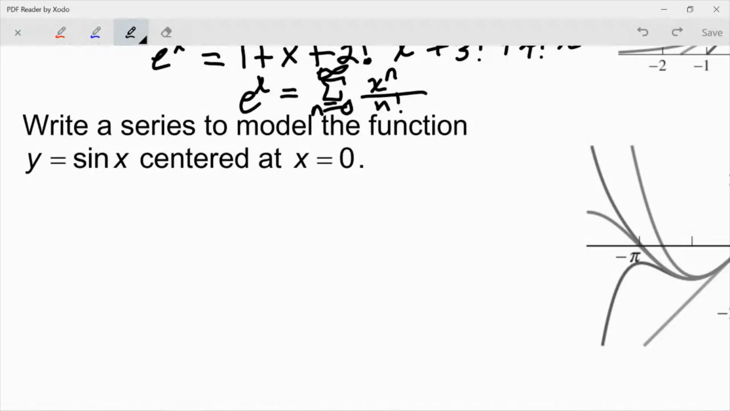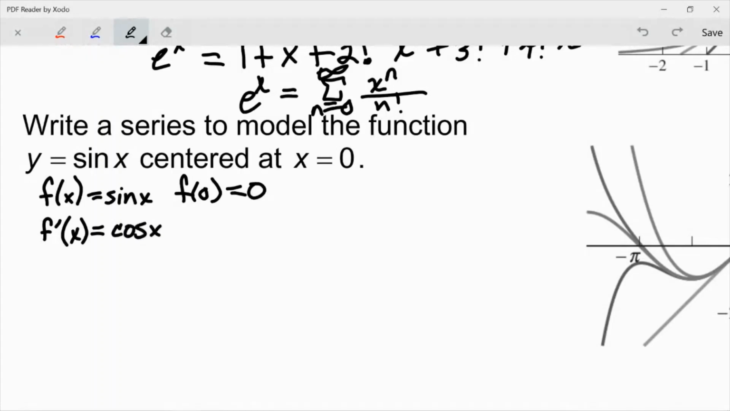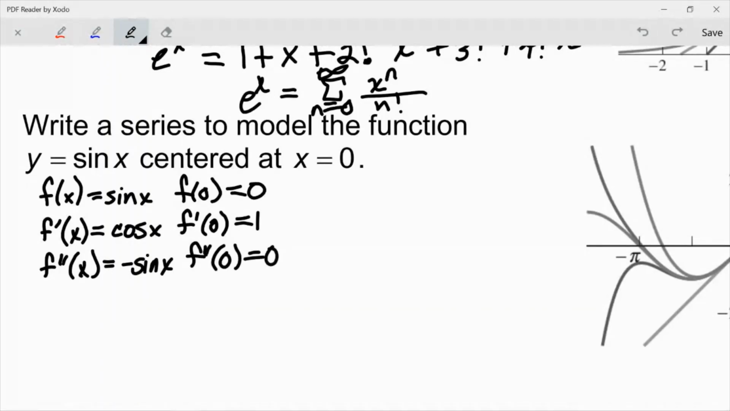All right, so first of all, same process as before. So my function here was sine x. And if I evaluate that at 0, I'm going to get 0. Okay, then I'm going to get my first derivative. F prime of x would be cosine x. If I evaluate the derivative at 0, I'm going to get 1 because cosine of 0 is 1. Then I'm going to get my second derivative. Well, the derivative of cosine is negative sine, and that second derivative at 0 is equal to 0 again.